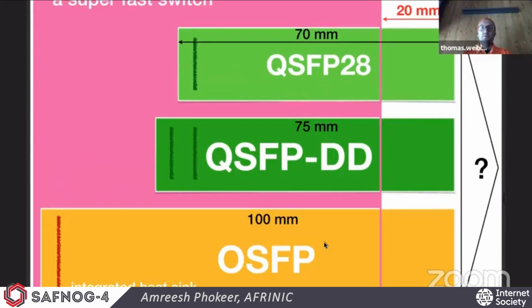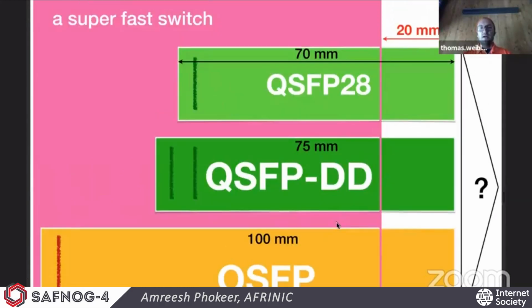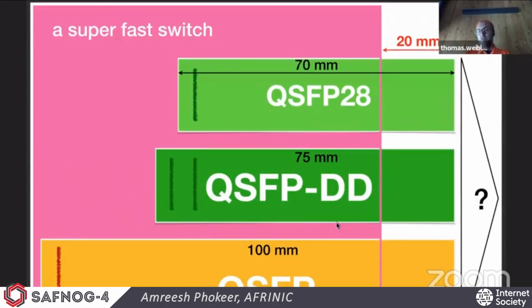So a QSFP28 and a QSFP-DD, which you see in the top, have one big advantage. A QSFP-DD slot, so a 400 gigabit slot, is backwards compatible to a 100 gigabit QSFP28. So you have the ability to plug in a QSFP28 into a QSFP-DD slot.